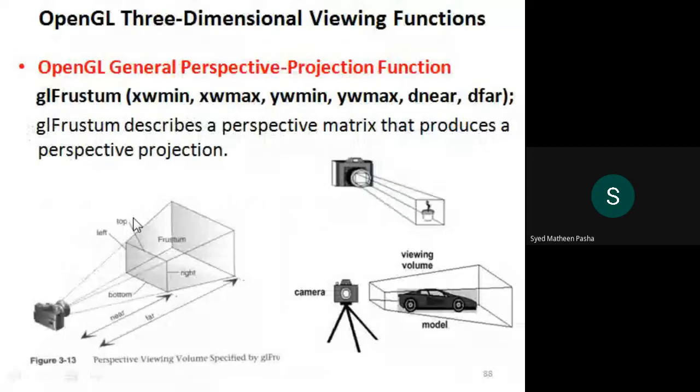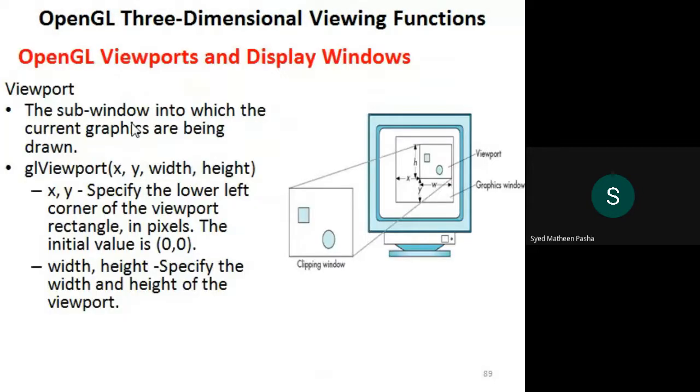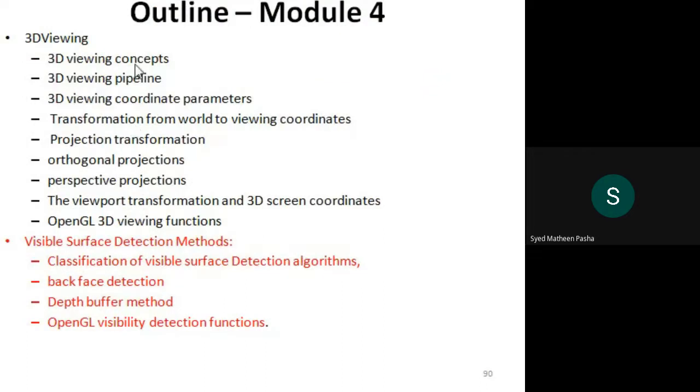If you complete just this functionality, that is glFrustum, almost 70% of your module 4 is done. Where we saw the important concept of the 3D viewing pipeline, we saw coordinate parameters, then the transformation of world to viewing coordinates, then projection transformation, orthogonal and perspective, in which we included parallel projection as well. Then in today's class, we saw the part left with respect to perspective projection, and then viewport transformation and 3D screen coordinates. Then we saw some of the OpenGL 3D viewing functions as well.